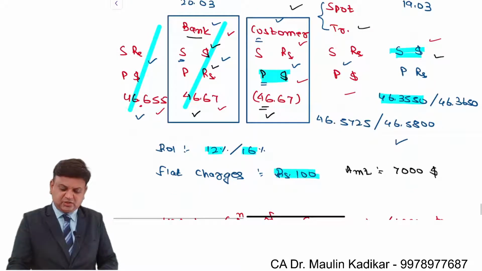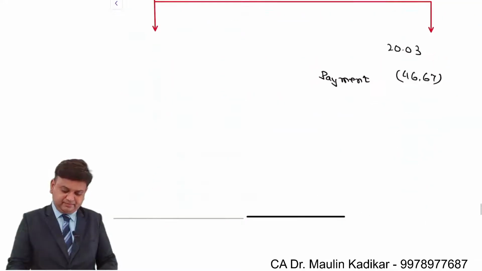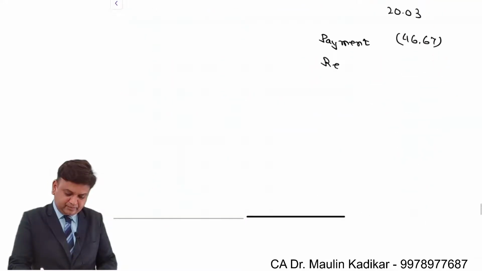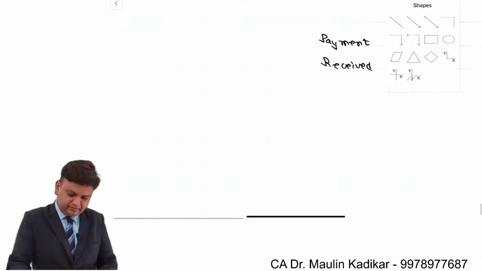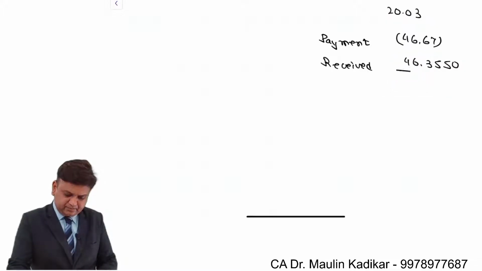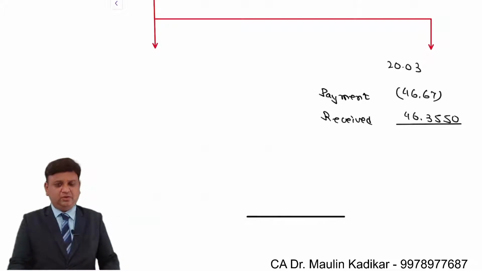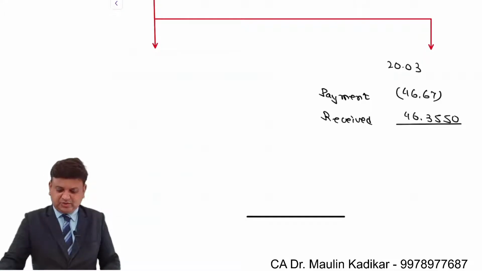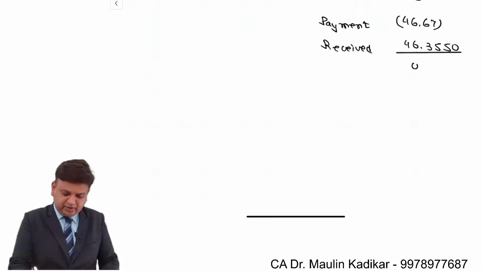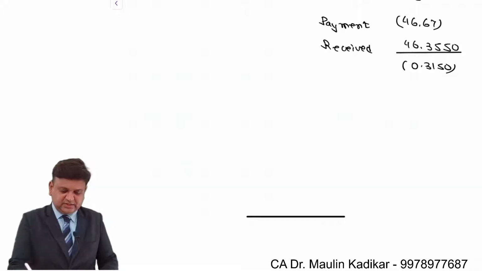And the same dollar is sold at the rate of 46.355. So received 46.355. So the difference of that is a kind of profit or loss due to cancellation. So 46.67 is outflow, 46.355 is inflow. So it is 0.3150 is the loss.